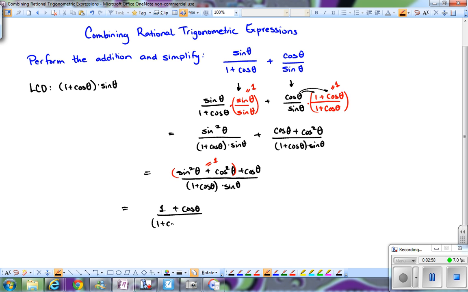Still have 1 plus cosine of theta being multiplied by sine of theta. Again, note that you have a numerator expression and a denominator expression that are equivalent. They will divide out to 1, and I'll be left with sine staying in the new denominator, 1 in the top. 1 over sine is cosecant of theta.